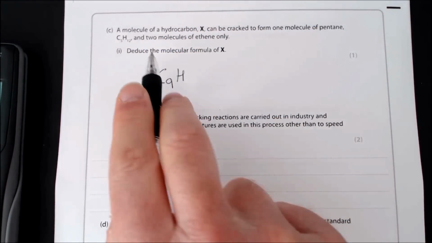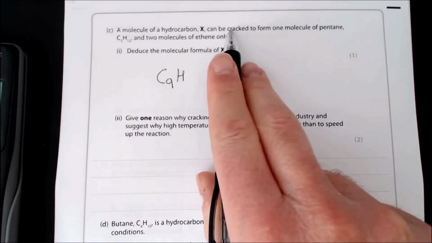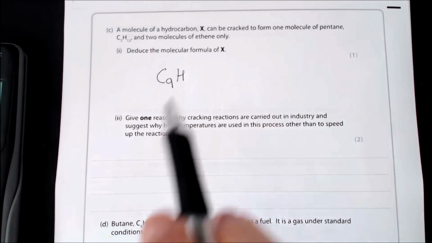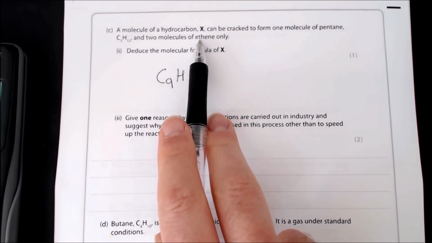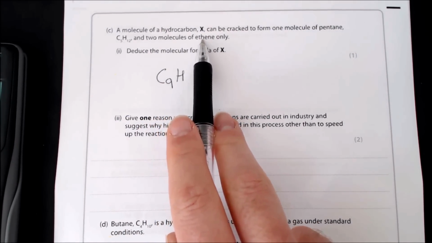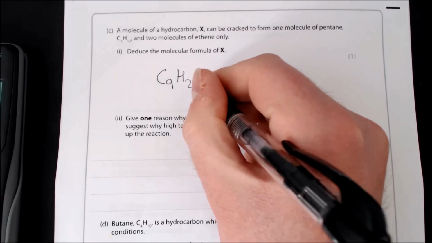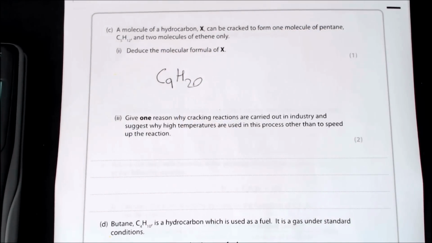And because we know it's an alkane, where it's a hydrocarbon, it's been cracked to form this. Add up the number of hydrogens, so you've got 12 hydrogens there, 4 on each ethene molecule, so that means 8 for both of them. So if you add all that up, you should get 20, C9H20 for that one.